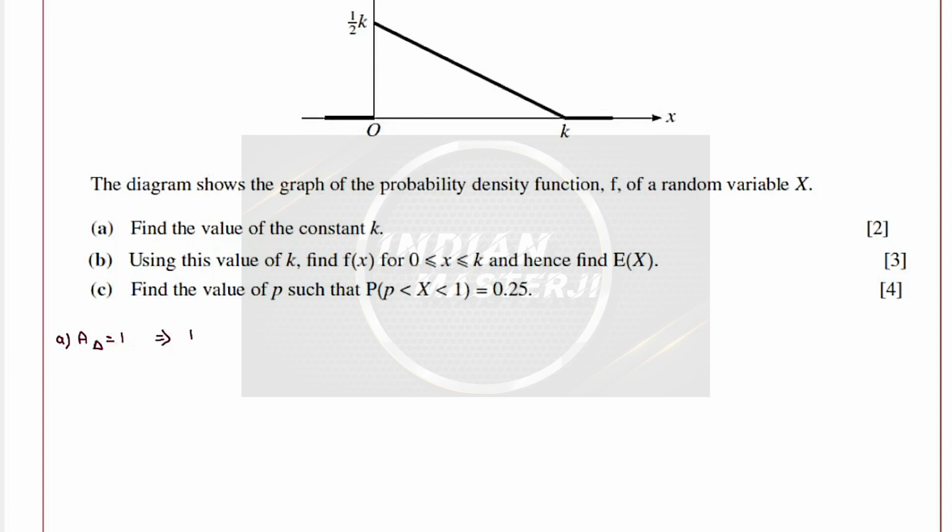So that means what we will get? We can say this is half into base length k into the height, that length is half of k. This has to be equal to 1. So what do we get from this? We get k square is equal to 4. If k square is equal to 4, it means that k is plus or minus 2. But here the k is to the right of the origin, so that means k is positive. k is 2 because k is positive here.